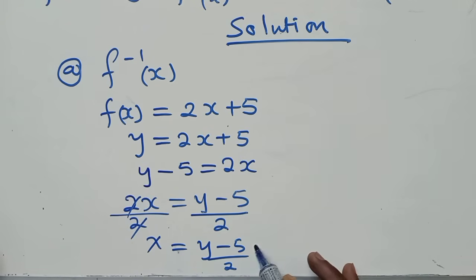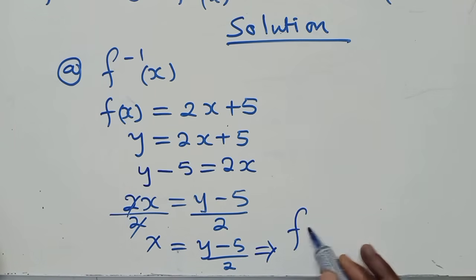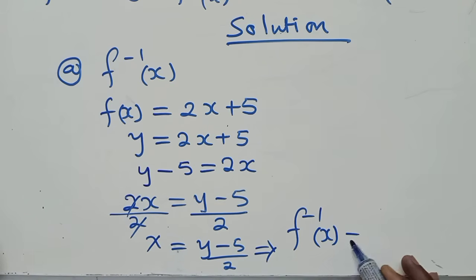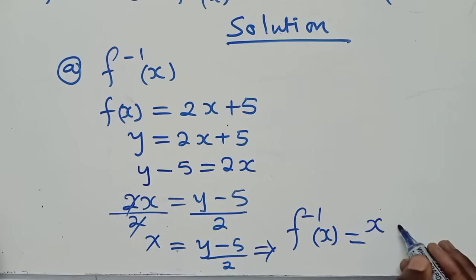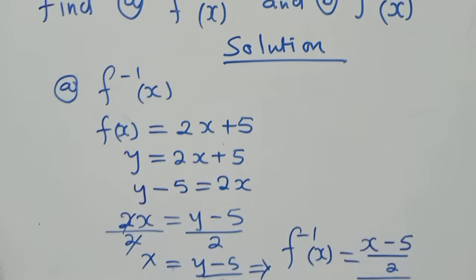So now from here, to show what we've been asked to find, we will say f inverse of x is equal to, we put what we've been asked where x is here. And where y is, we put x. So f inverse of x is (x minus 5) over 2. So this is our answer. That's how you find the inverse. Okay. So now let's go to B.